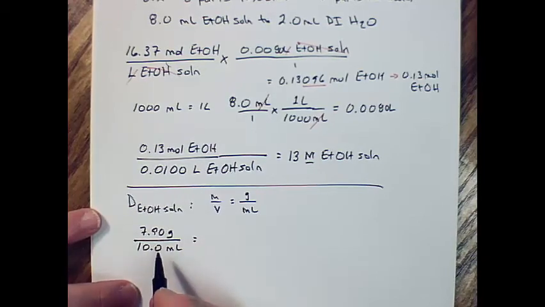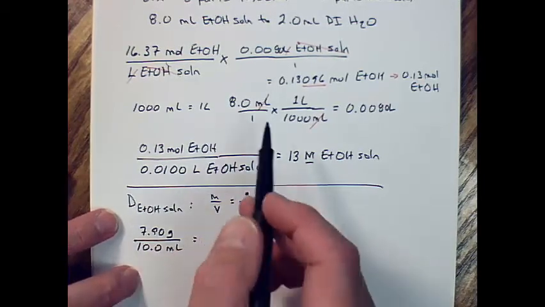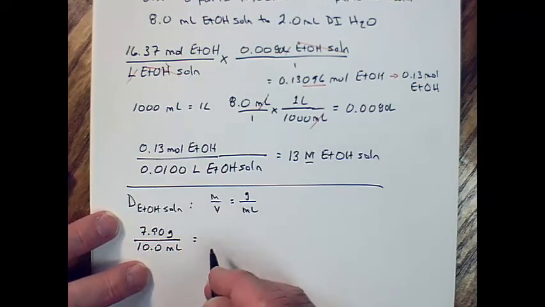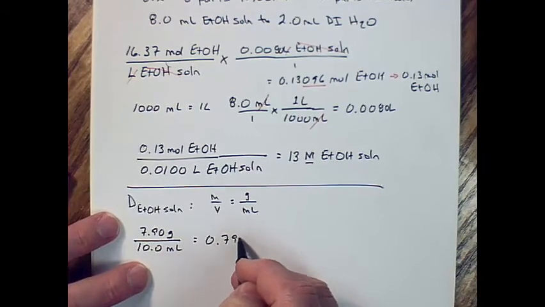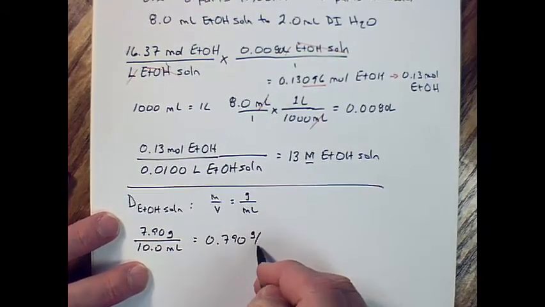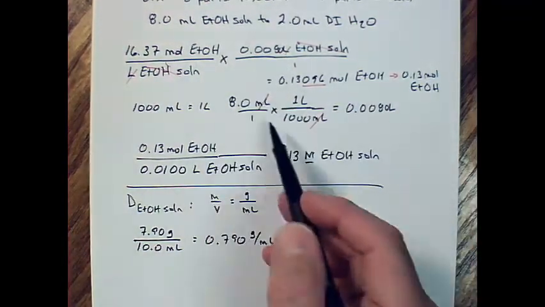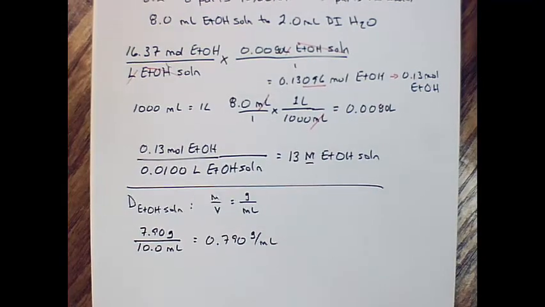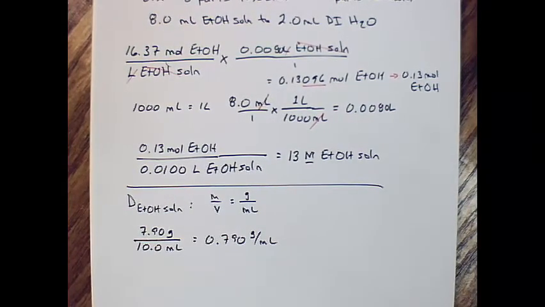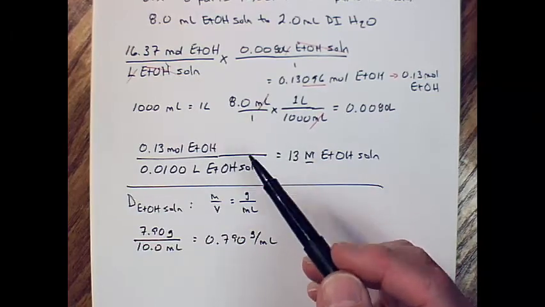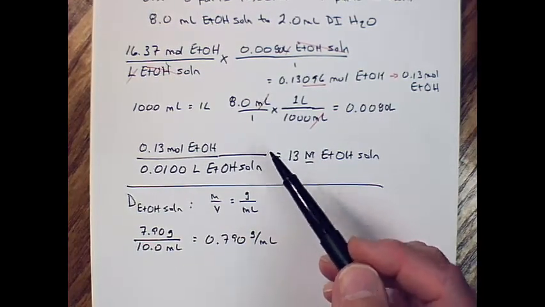And so the density of our diluted 8:2 dilution, our diluted ethanol solution, had a density of 0.790 grams per milliliter. So we have 11 different solutions that you're supposed to find the molar concentration for and the density for, and then you're going to put those on a graph and compare density against molar concentration, with molar concentration being the independent variable.